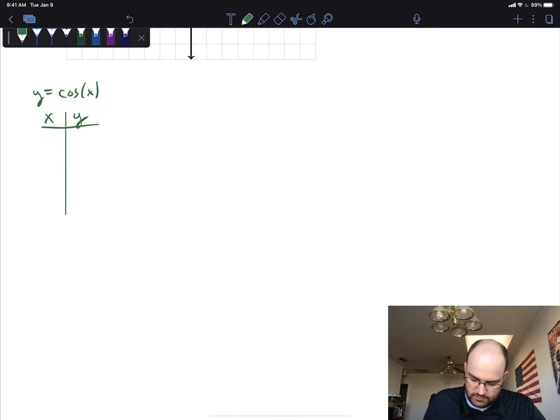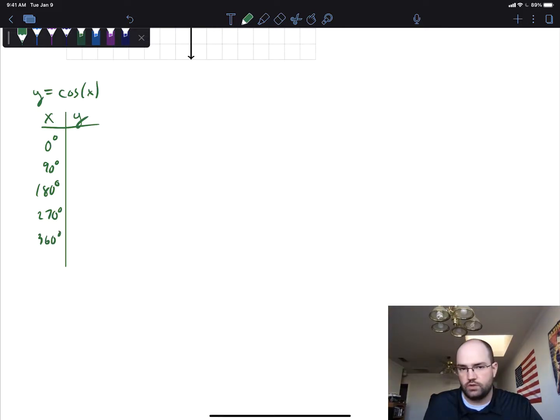x, y. Now, for the degrees, we have 0 degrees, 90 degrees, 180 degrees, 270 degrees, and 360 degrees. These are all just the quadrantal angles. And it's cosine, so it begins at 1, so it goes 1, 0, negative 1, 0, 1.